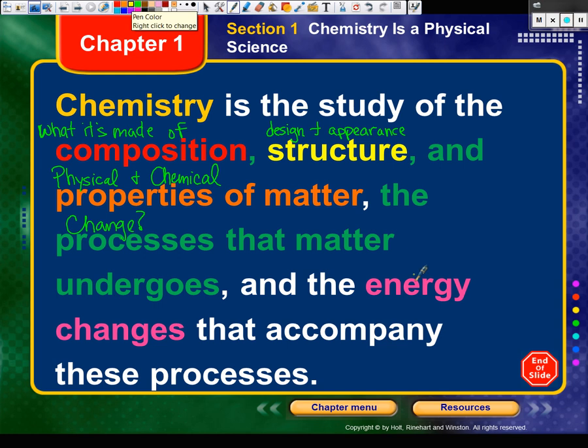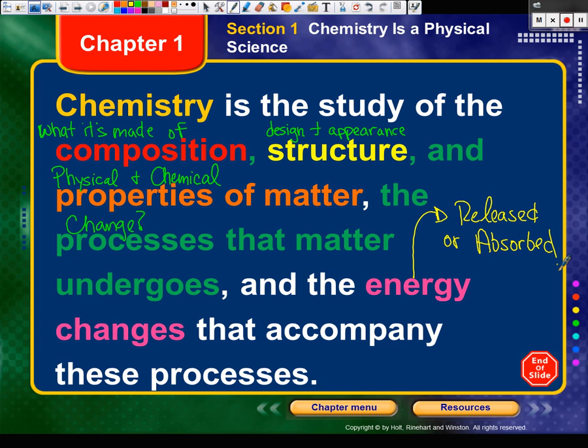Energy is going to do one of two things. It's either going to be released, or what? Or absorbed. Very good. That's the only two things energy can do. You can either take it in or you can give it off. You can't make it, you can't break it, you can't destroy it. You're either going to release it or you're going to absorb it.